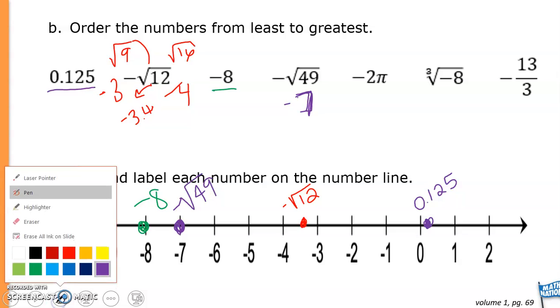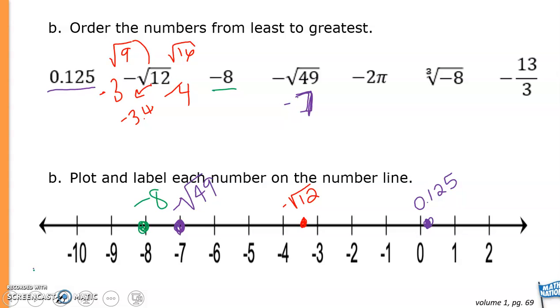Then negative 2 pi. If we know that pi is about 3.14, then I'm going to do negative 2 multiplied by 3.14, which gives me negative 6.28. That's going to be between negative 6 and negative 7 on our number line. Negative 6.2 is closer to the 6 side, so about there. Negative 2 pi.